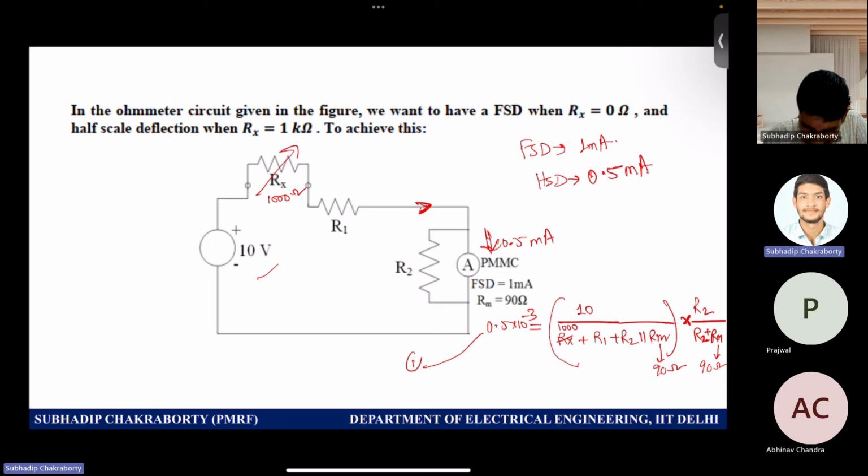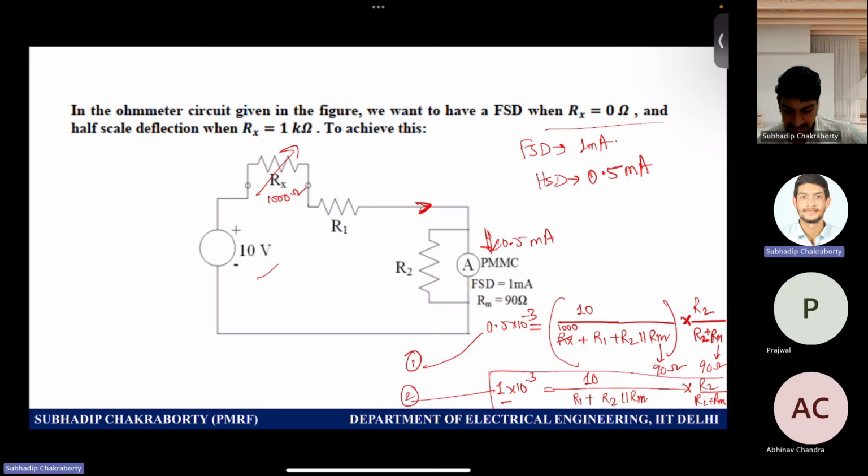But one more information you have, that it gives full scale deflection when Rx is 0. So full scale deflection means 1 milliampere. And then for that case, again 10 by, Rx is 0, so I will not take into account the Rx, and R2 parallel Rm times R2 by R2 plus Rm. This is the second equation, where you have the full scale deflection current flowing into the meter for the overall arrangement, when you find the current through this part.